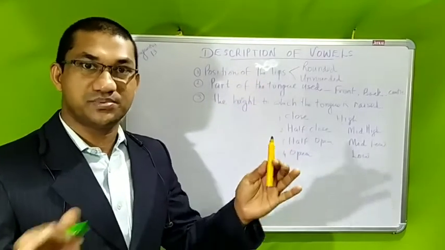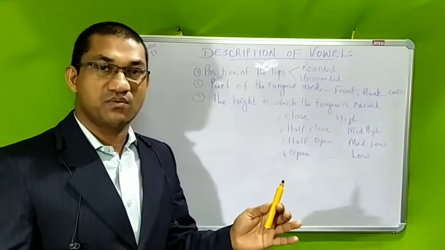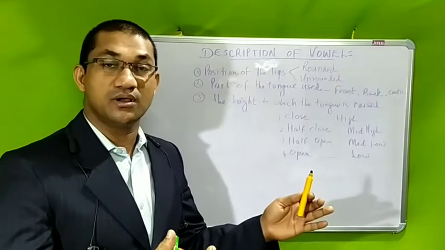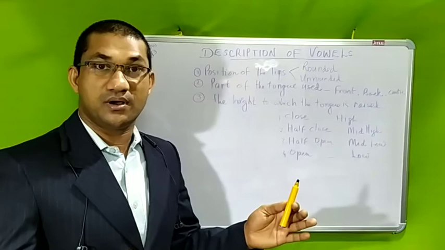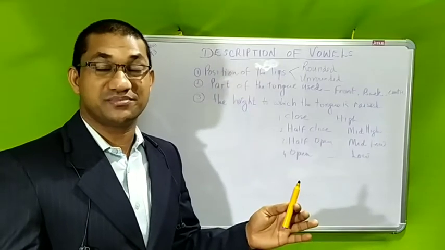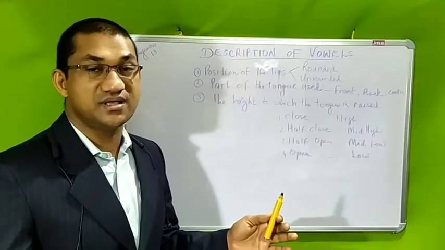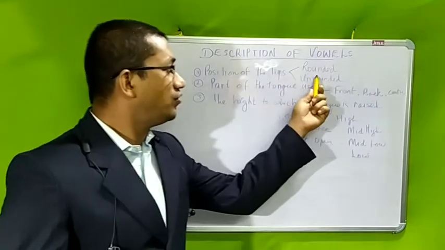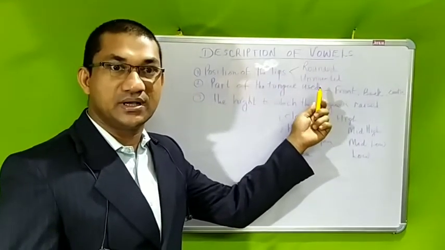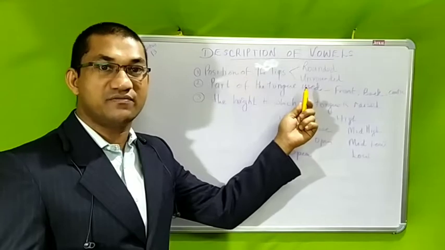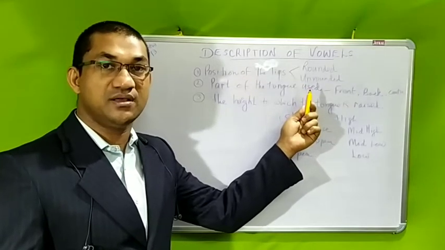Based on the position of the lips, whether there is lip rounding or the lips are in the spread position, we say that vowels are rounded or unrounded. That is number one, the first factor of classifying the vowels.